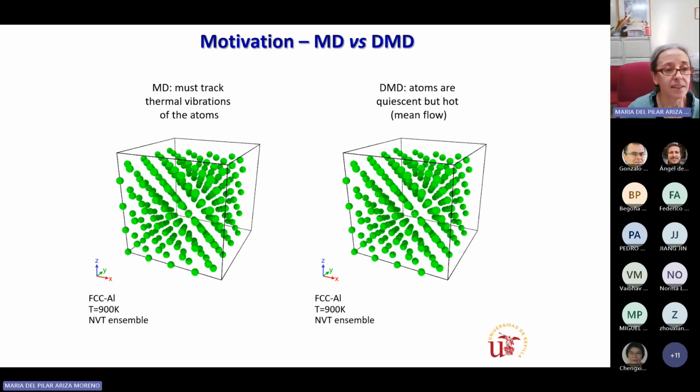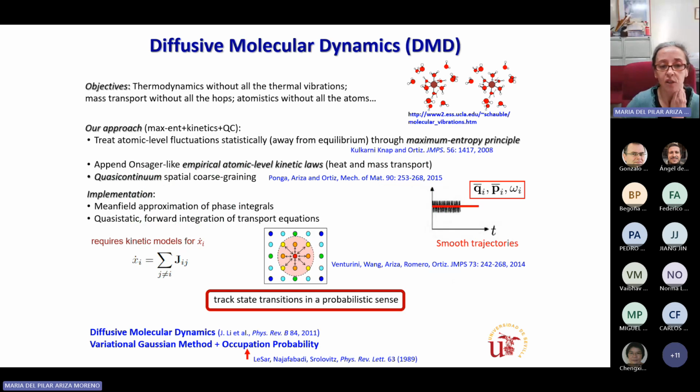So here in this slide, what I wanted to show you is how on the left the atoms are vibrating all the time, whereas on the right you don't see any movement of the atoms. This is really what we would like to get. With this model, diffusive molecular dynamics, we would like to know the average position of the atoms and not follow the thermal vibrations. Let's see if you can see the rest of my movies.